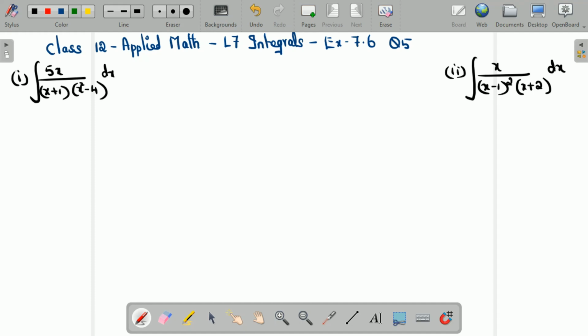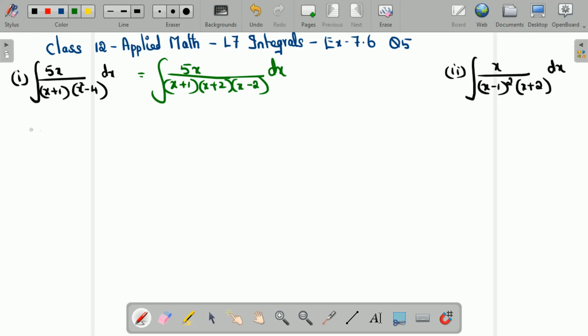In this video, let's find the solution for the fifth question in exercise 7.6. Let's take the first subdivision: 5x divided by (x + 1)(x² - 4). First I'm going to break this fraction: x² - 4 can be broken as (x + 2)(x - 2). So the integration itself is now changing into this type.